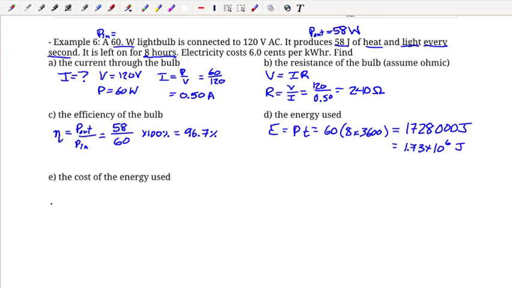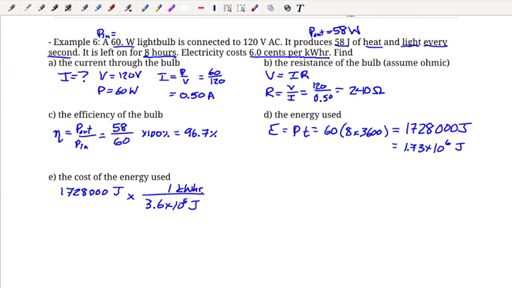And the last question asks me what is the cost of energy used? Well, here's my energy, but the cost is 6 cents per kilowatt hour. So in order to be able to use this, I need to convert this into kilowatt hours. So I could either do this again using kilowatts and hours, or I can use my conversion factor to convert from joules into kilowatt hours. Make sure you're using the unrounded answer. And my number was 3.6 times 10 to the 6 joules is 1 kilowatt hour.